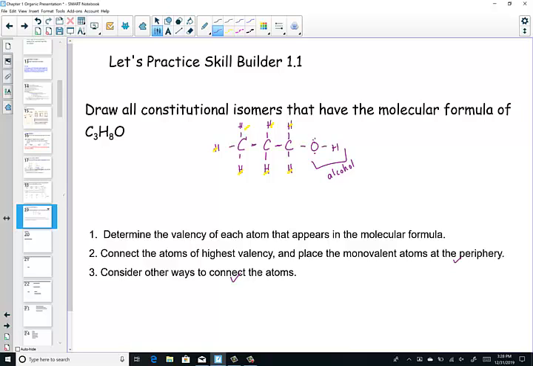Pause the video and play with this formula and challenge yourself to practice valence bond theory and see how many different ways you can organize this compound. Start the video when ready.